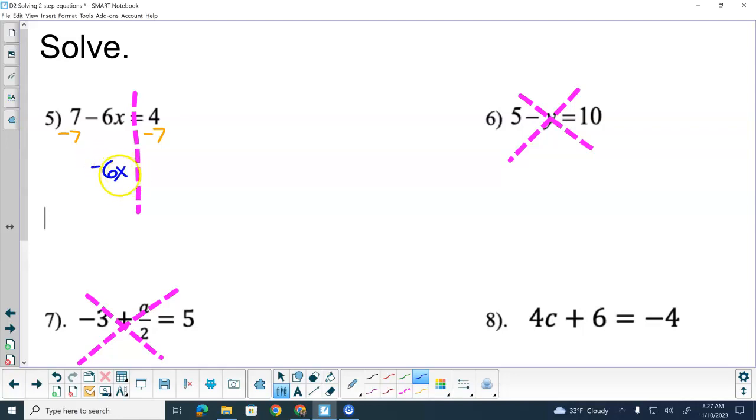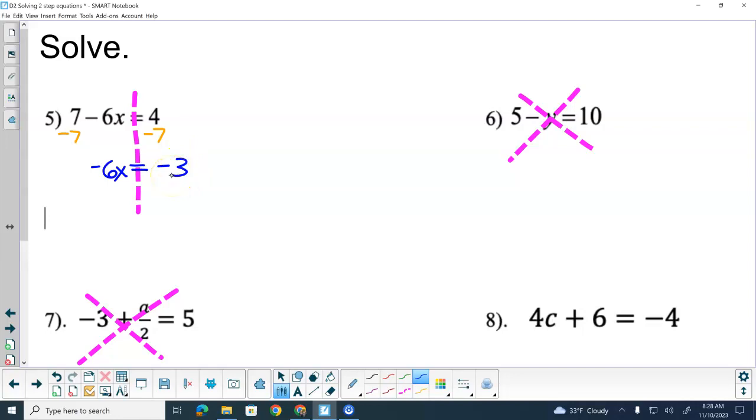It's going to give me negative 6x equals what? What's the right side going to be if I subtract 7 from it? 4 minus 7. What kind of 3? Negative, because the 7 is bigger, right? Yeah, so then that's going to be negative 3.